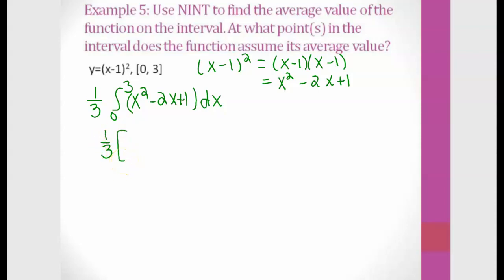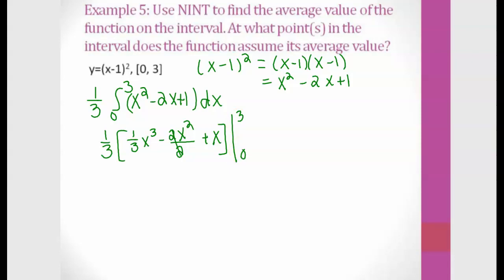So I'm going to bracket my antiderivative because I've got 1/3 out in front. So I get 1/3 times x cubed over 3 minus 2x squared over 2. So those 2's cancel, plus x, and again, integrating from 0 to 3.